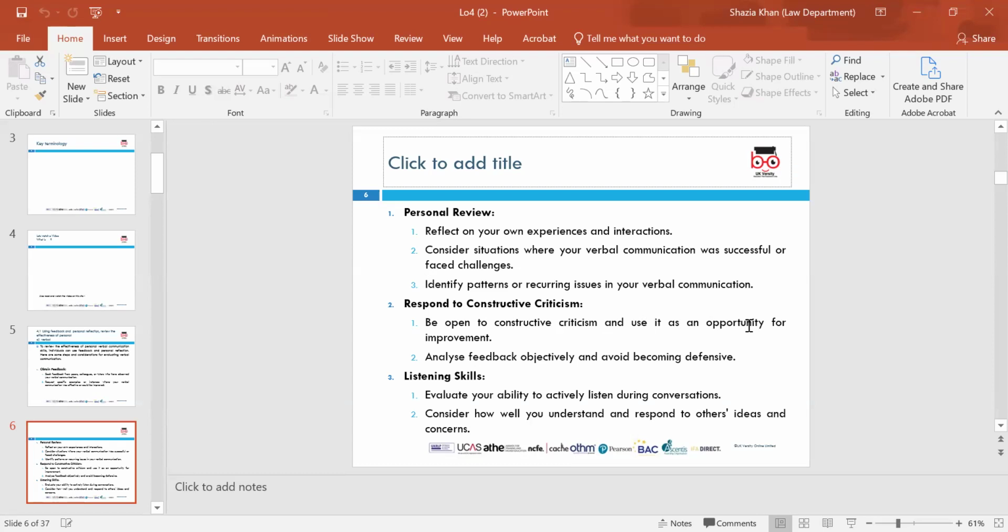People sometimes think criticism is not good, but constructive criticism is very good because it helps you improve. It focuses on providing constructive feedback, supported by specific examples and ways on how to improve. Most of the time, it's offered with good intentions. Analyze feedback objectively and avoid becoming defensive.